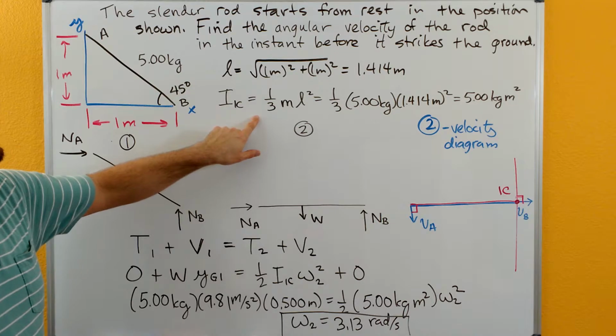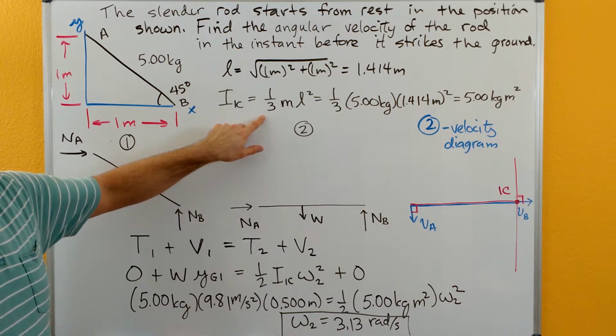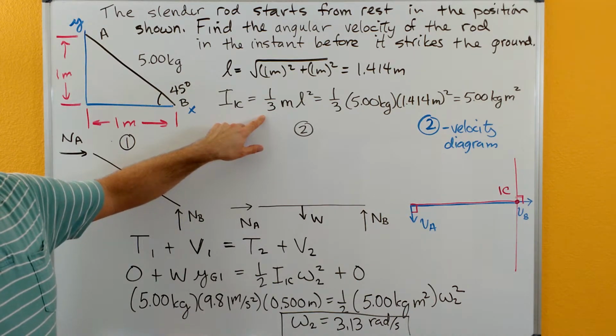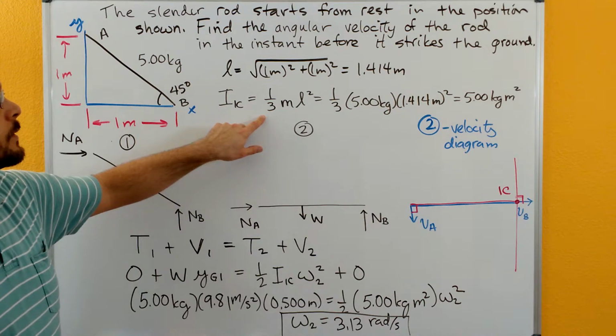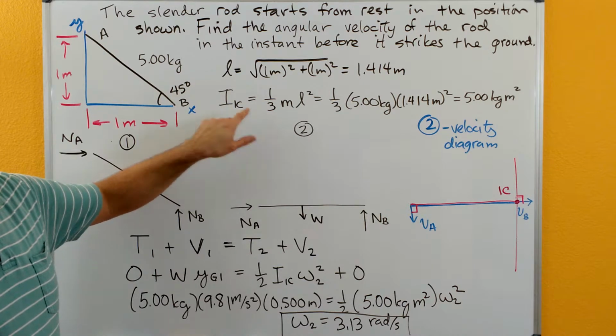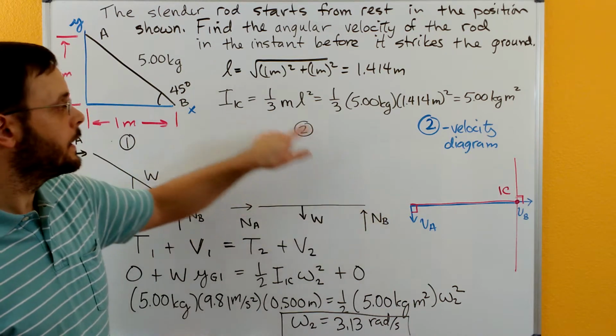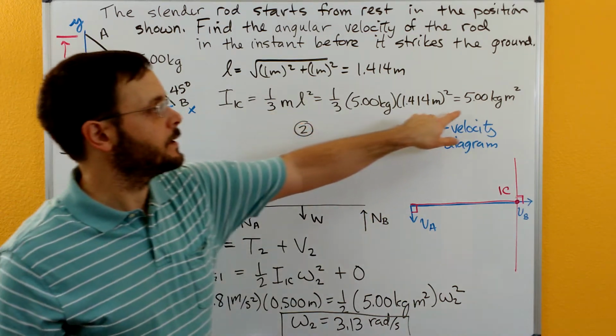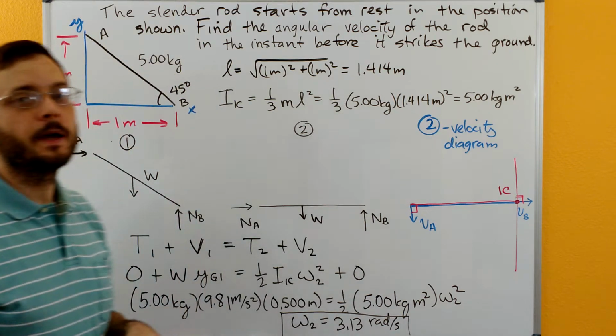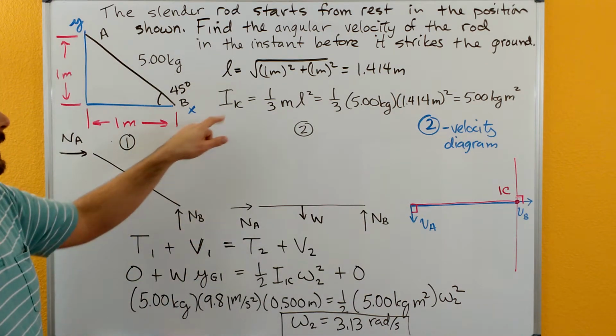And then our moment of inertia at the instantaneous center, the formula in the back of the book would be 1/3 m l squared, about the end, not about the center of gravity, but about the end. So then we'll plug all that in and we'll get 5 kilogram meter squared for the I_IC.